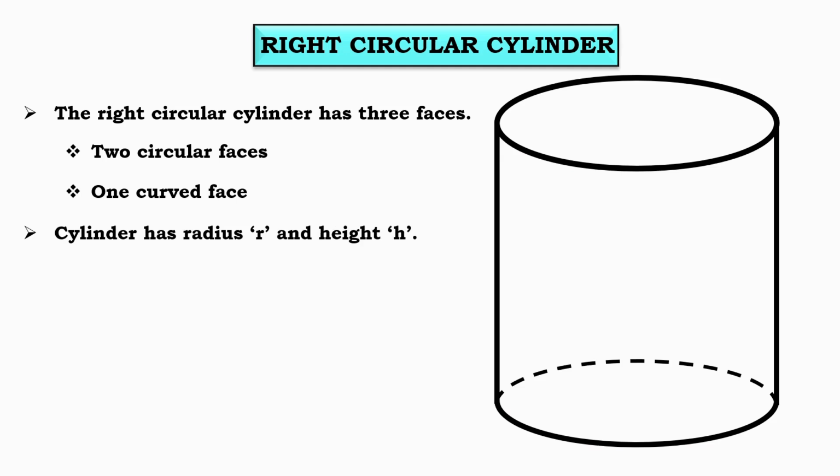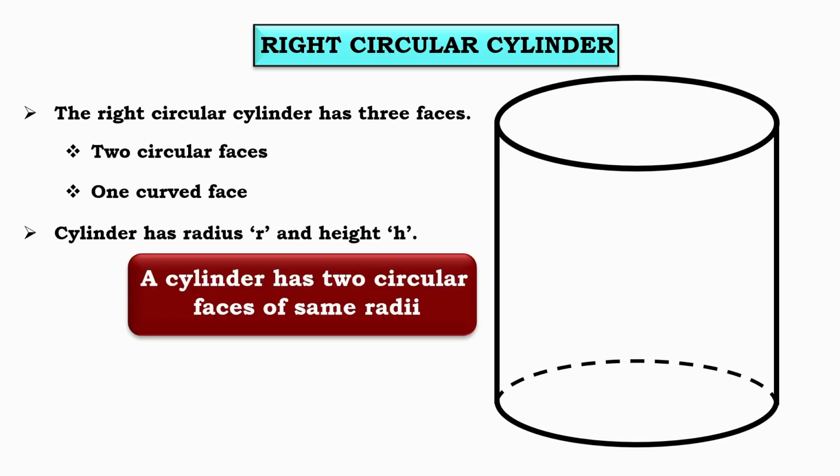Cylinder has radius r and height h. So you can clearly see that in the cylinder we have two circles, at the bottom and at the top. Since it is a circular shape, we have the radius, and the height of the entire thing is h. That is the height of the cylinder. The cylinder has two circular faces of the same radius. Two circular faces of the same radius means the bottom one has radius r, and the top one also has the same radius r.